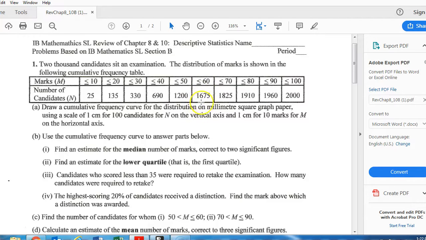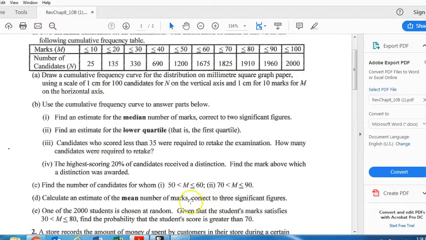So between 50 and 60 would just be the difference between those. So if I just did 1675 minus 1,200, I'm going to get 475 for those who scored between 50 and 60. And then 70 and 90, same thing. I can just subtract 1960 minus 1825 and get that answer right there. All right, moving on to the next part.